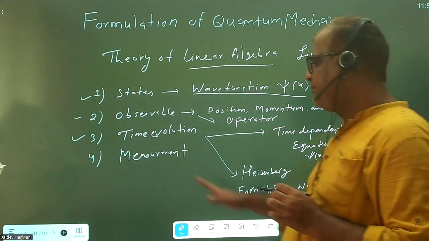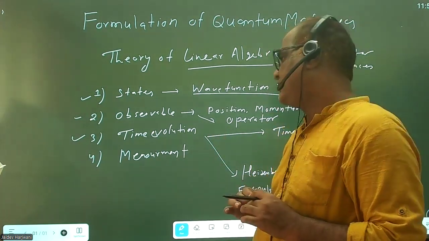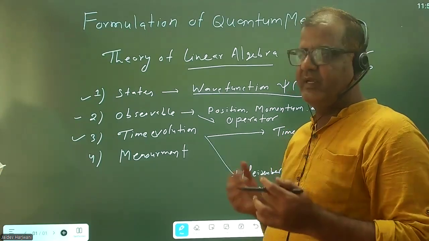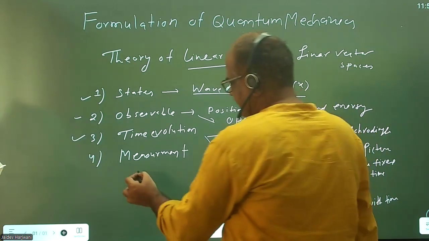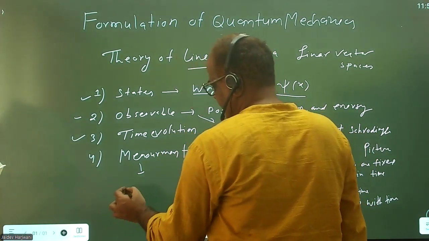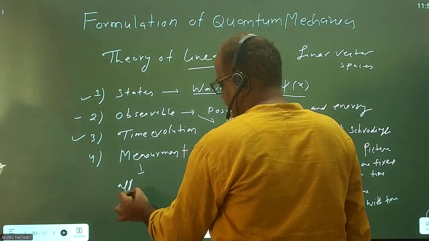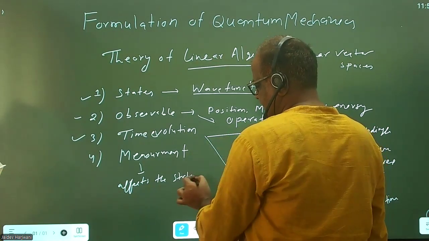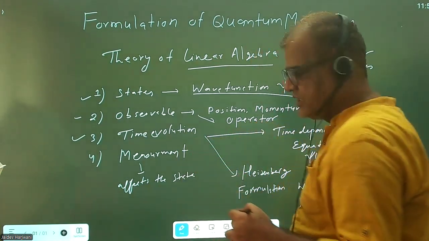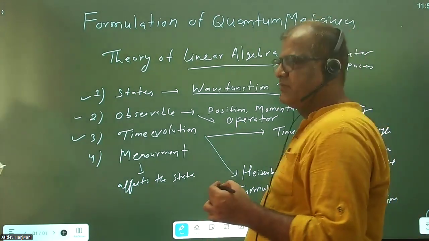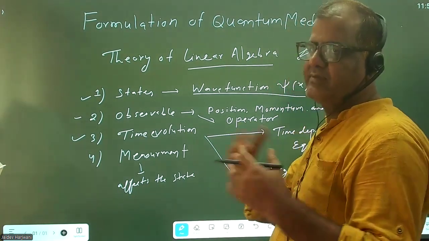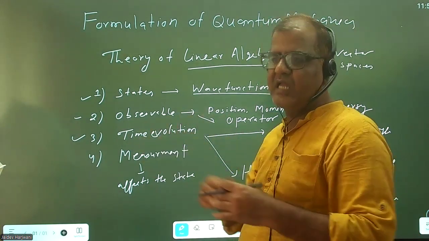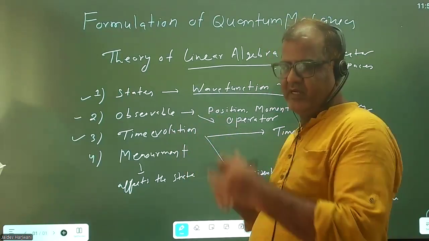And now the last is the measurement. What is measurement? Measurement is different from classical measurement. In quantum mechanics, measurement disturbs your states. So measurement affects the states. That means when you do the measurement, the state collapses to one of the eigenvalues of this operator. Now, what is the eigenvalue? How do we do this? We'll discuss later.